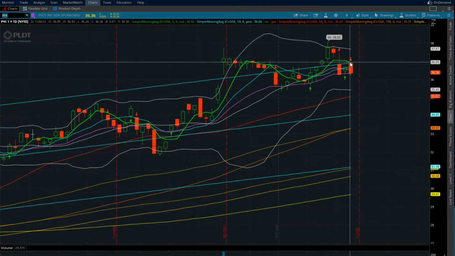But here's what I do not like. They got rejected yesterday at the 5-day moving average. Now, the 5-day moving average is going to be the nearest term sentiment for the stock for the next trading day.